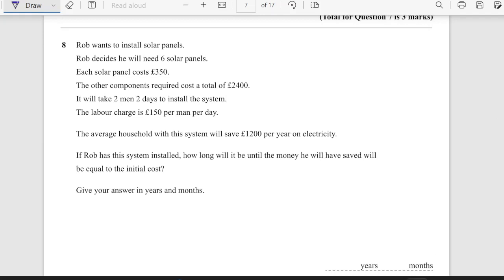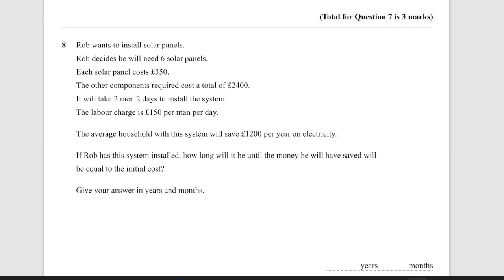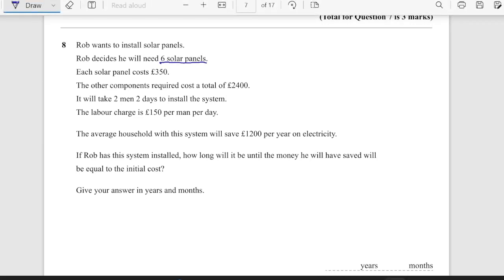Okay, question 8. Rob wants to install a solar panel. Rob decides he needs 6 solar panels. Each solar panel costs £350. The other components required cost a total of £2,400. It will take 2 men 2 days to install the system. The labour is charged £150 per man per day.